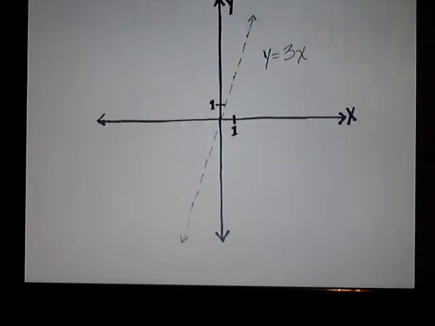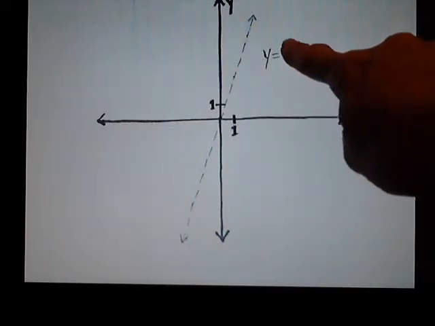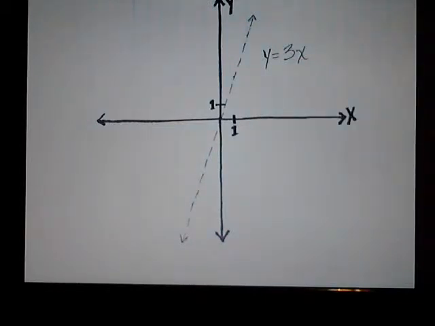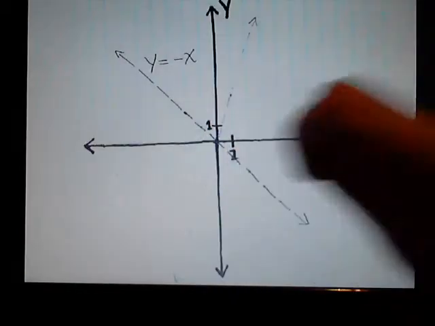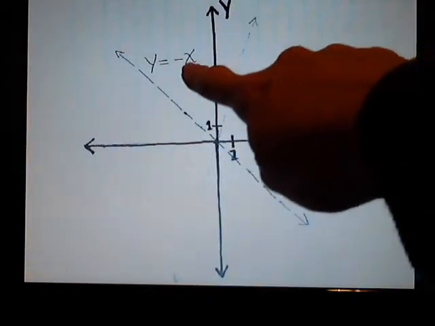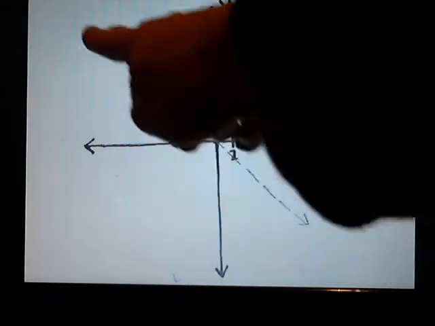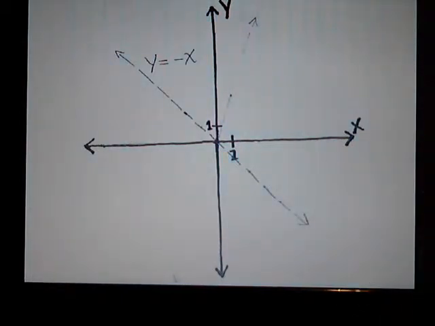The first line is y equals 3x. You don't see a y-intercept, so it goes through 0. And then you have rise and run of 3 over 1. You can probably barely see it, but it's still there. The next one is y equals negative x. Again, we have a y-intercept of 0, and we have a slope of negative 1 over 1. So we're rising -1 with a run of 1.